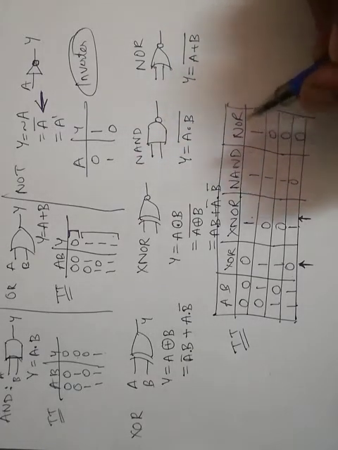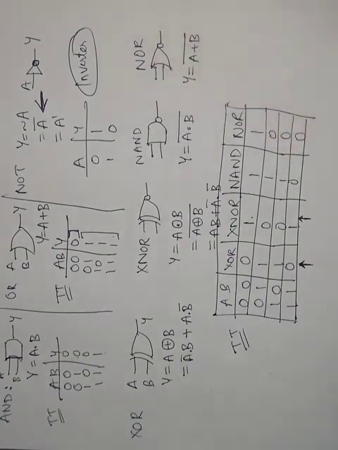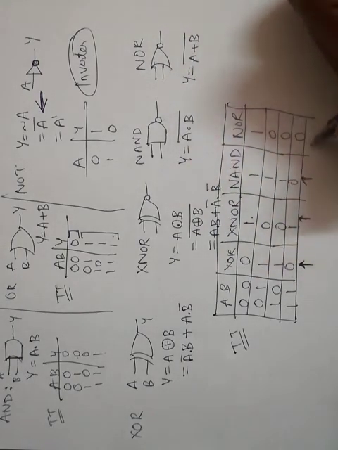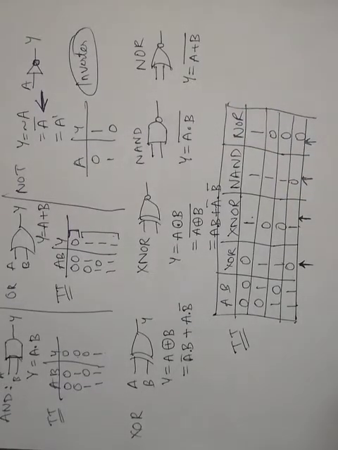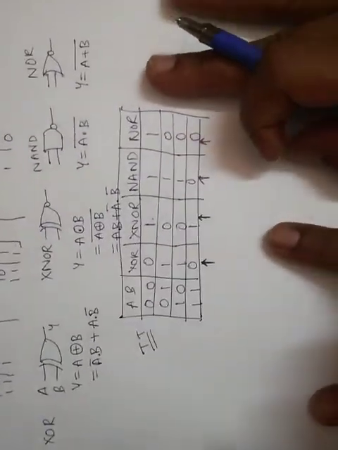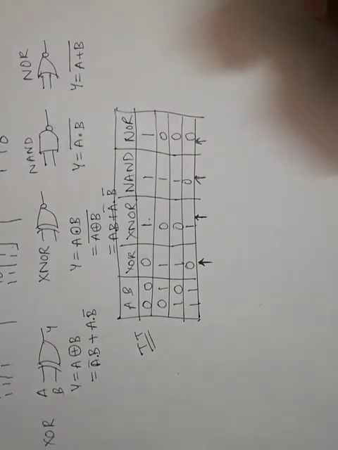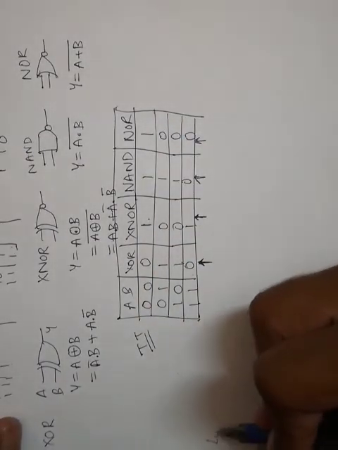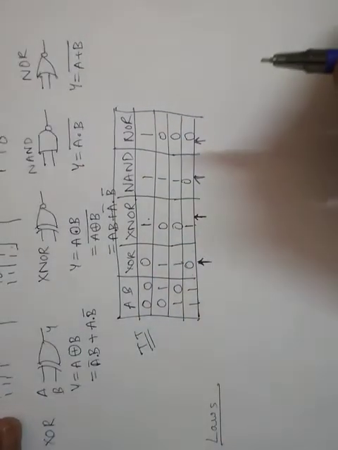Output is 1 if both the inputs are 0. So again, like I said, many different ways are there, but we have to remember. We'll conclude this session with some laws for Boolean algebra. First we'll complete our laws. 3 different laws are there.